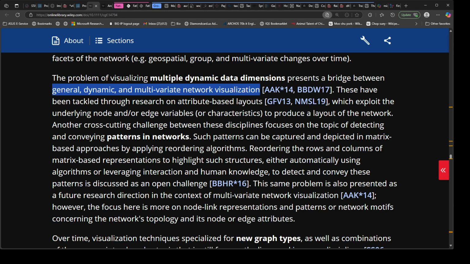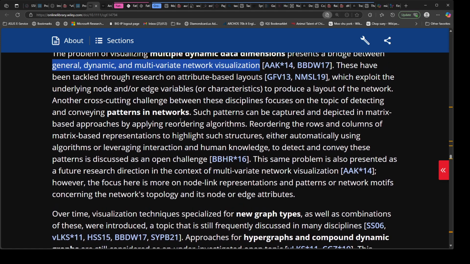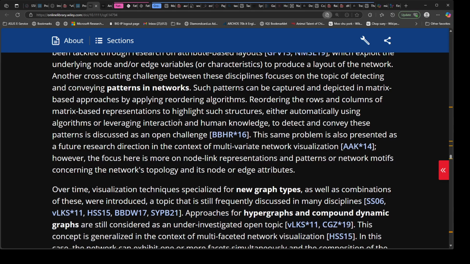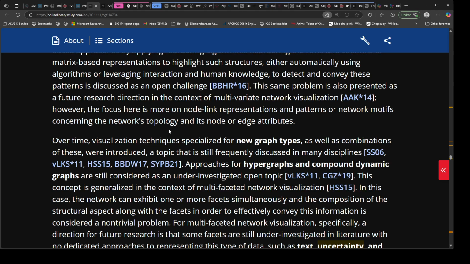Over time, visualization techniques specialized for new graph types, as well as combinations of these, were introduced, a topic that is still frequently discussed in many disciplines, SS06, VLKS11, HSS15, BBDW17, CB21. Approaches for hypergraphs and compound dynamic graphs are still considered as an under-investigated open topic, VLKS11, CGZ19. This concept is generalized in the context of multifaceted network visualization, HSS15. In this case, the network can exhibit one or more facets simultaneously, and the composition of the structural aspect along with the facets in order to effectively convey this information is considered a non-trivial problem.